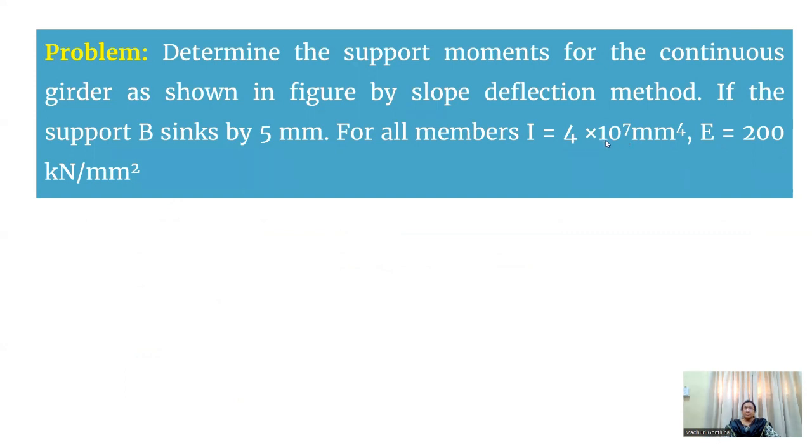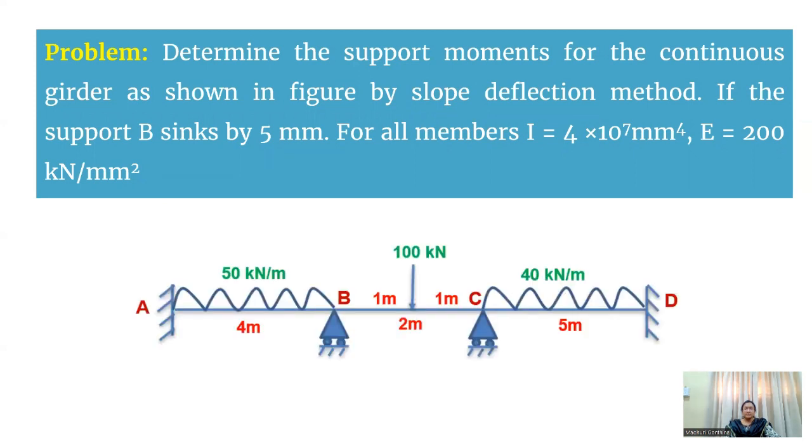I is equal to 4 into 10 power 7 mm to the power 4 and E is equal to 200 kilonewton per mm square. Now we'll see the figure. So here you can see, in this figure, at B the support has sunk by 5 mm. So the new place of B has shifted to B dash. Here B dash is 5 mm, and here E and I are also given.